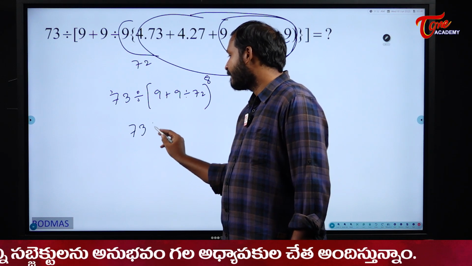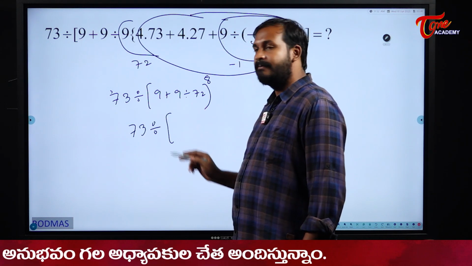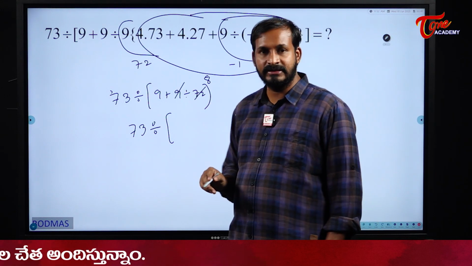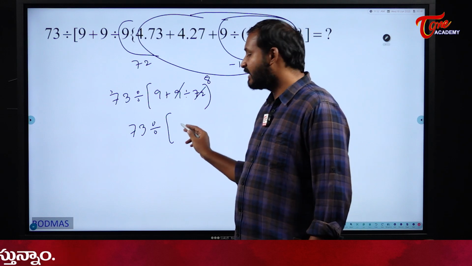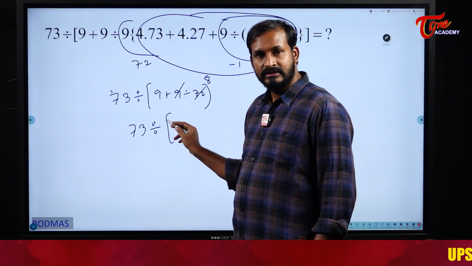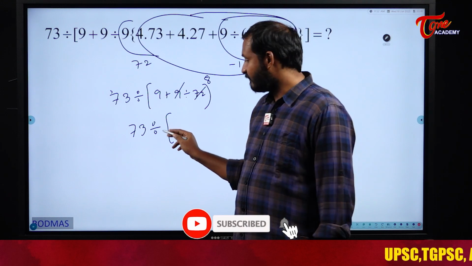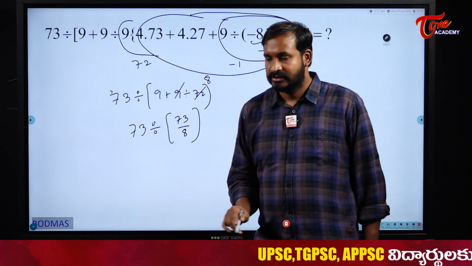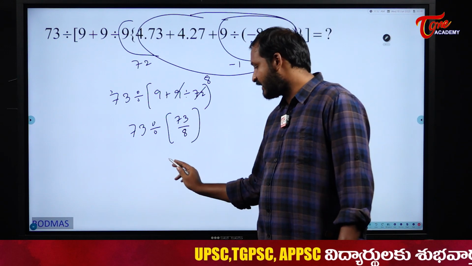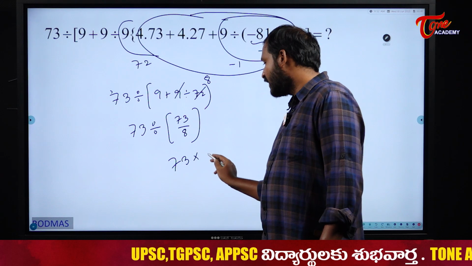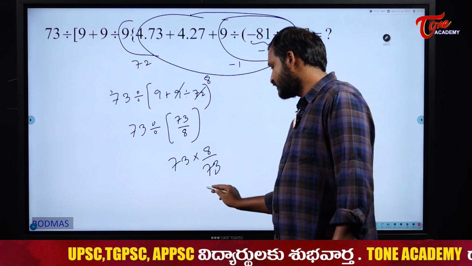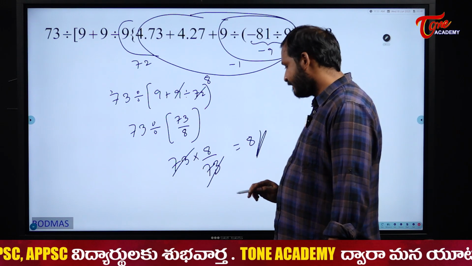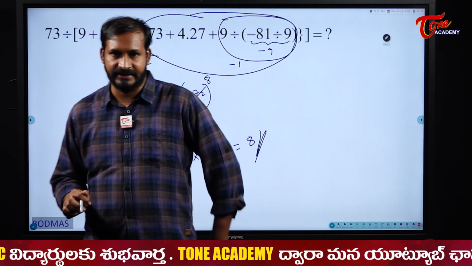73 divided by 9 plus 9 divided by 72. What can I write 9 divided by 72 as? 1 by 8. So 9 plus 1 by 8 becomes what, students? 73 by 8. So now 73 divided by 73 by 8 means I can write this as 73 into 8 by 73, as we have already discussed. So 73 will get cancelled. What is the answer you are going to get here? 8.